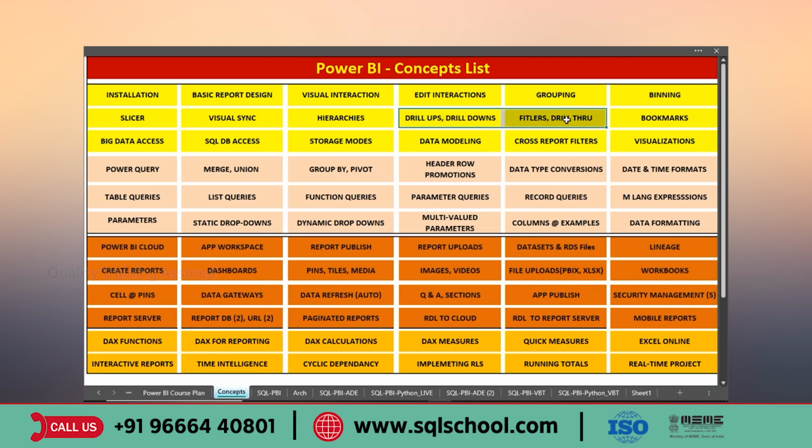They go in a single path. To understand drill through, we should know drill down. To implement drill down, there should be hierarchies in order. Then the next class covers bookmarks, big data access, and so on. I'll provide you this complete keywords checklist also now. If possible, please take print copies of the same.